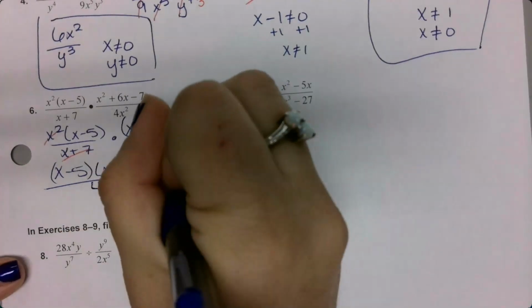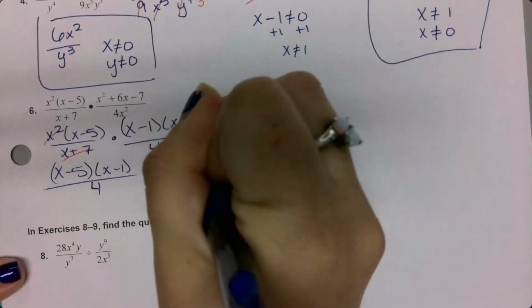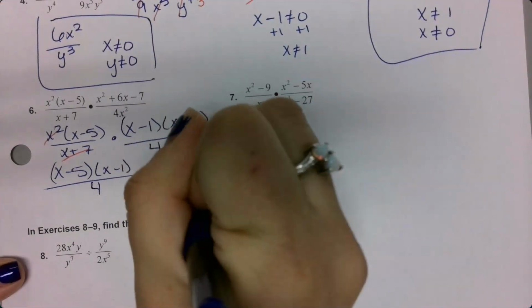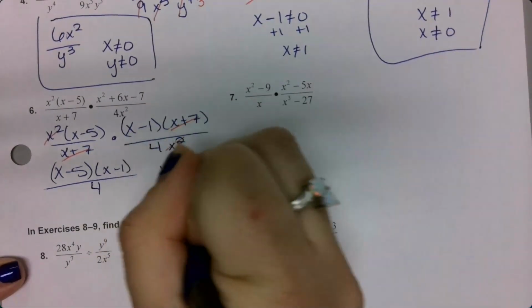And then I got rid of x plus 7, so that can't equal 0. So x can't equal negative 7, and then x can't equal 0.